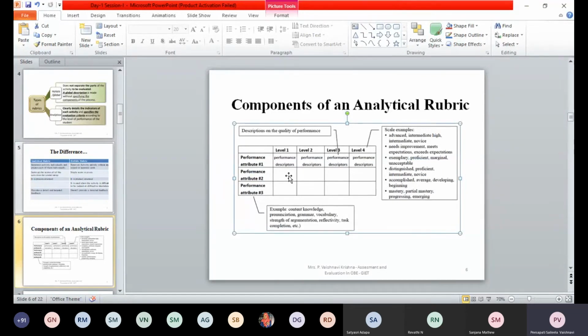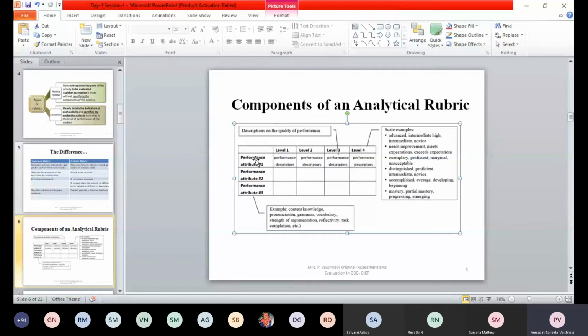Now again you may ask, madam, is it that I should only use rows for performance attributes and columns for levels? No, nothing as such. It is interchangeable. It is totally based on your convenience. I can write my levels here and performance attributes here. That is not a problem. It is entirely your will and your requirement wherein you want to show the level of the student's performance.